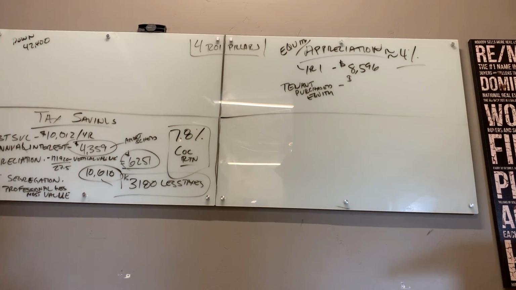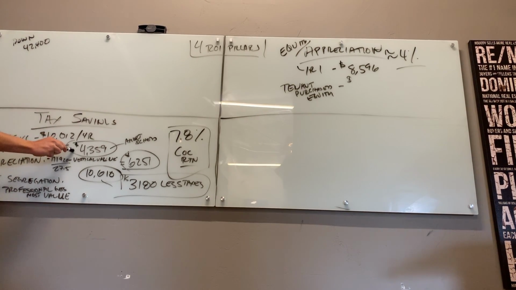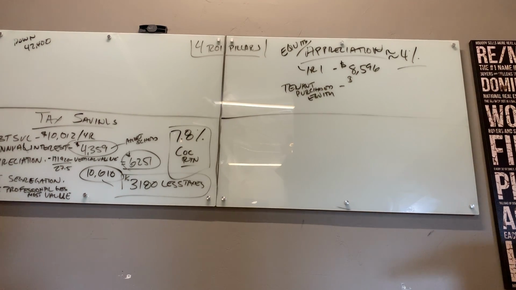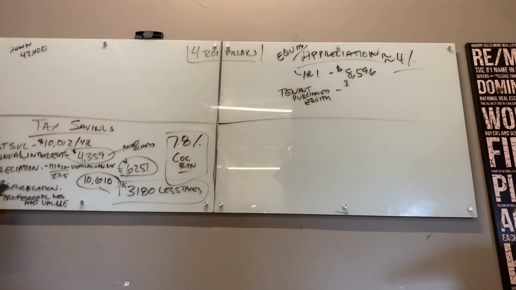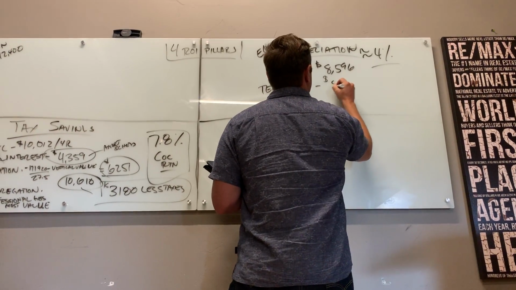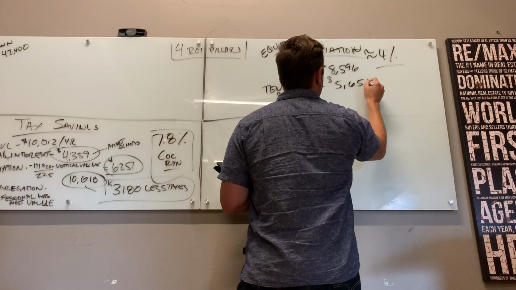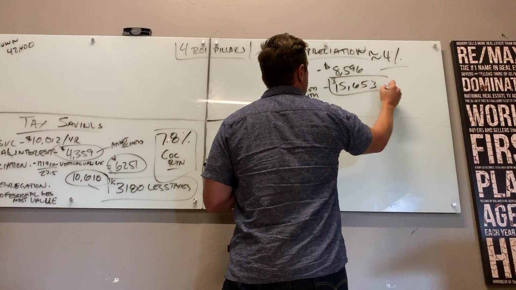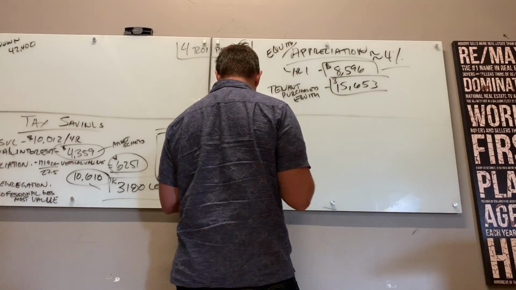The tenant paid my mortgage. So if they covered my mortgage, they covered my interest that I got a tax write-off on, and they covered my equity because they're buying principal. A little bit of a piece of the principal comes off every single month as well. So the tenant purchase equity is $5,653. So this needs to be a box. This needs to be a box that shows up for the client.